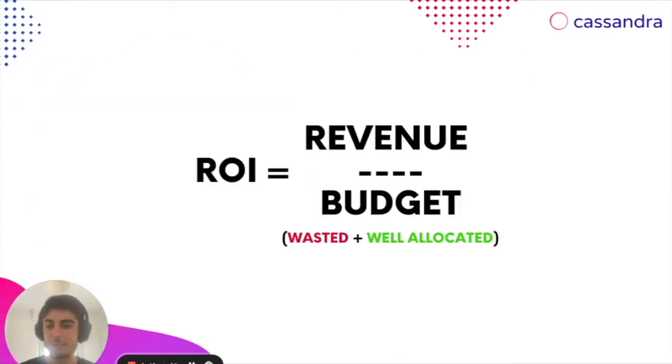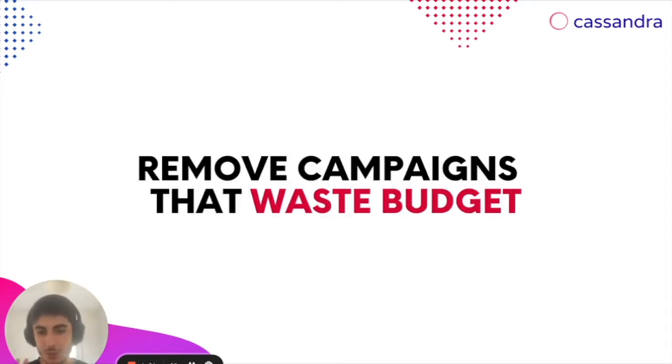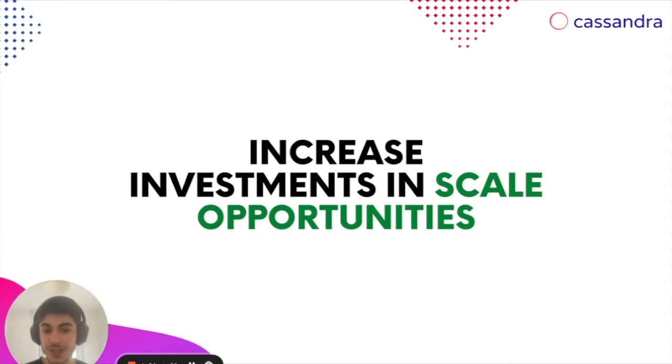Now, let's go straight to the point. What is ROI? ROI is a formula composed by revenue divided by budget. In order to optimize ROI, we need to work on our budget. And this budget is composed by some budget which is wasted, or in other words, doesn't generate incremental returns, and another part of our budget that generates incremental return. In order to maximize and optimize our marketing ROI, we need to remove campaigns that are wasting our budget and increase investments in campaigns that have scale opportunities.